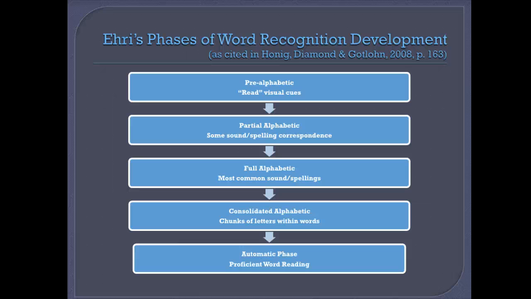So while you are assessing your student, it would be valuable to think about what phase they are in. It would be very valuable to look at some of the assessments that you're doing with your student and think, okay, where is the student in one of these phases? Are they in partial alphabetic? Are they in the automatic phase? If you can, please refer to this and indicate where your child would be in these phases.